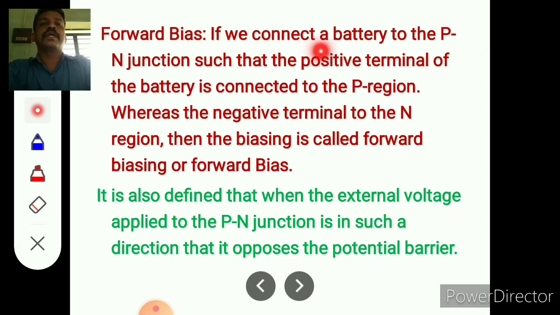Forward bias. If we connect a battery to the PN junction such that the positive terminal of the battery is connected to the P region, whereas the negative terminal to the N region, then the biasing is called forward biasing or forward bias. Means the battery's positive terminal is connected to the P region and the negative terminal is connected to the N region. It is also defined that when external voltage is applied to the PN junction in such a direction that it opposes the potential barrier.